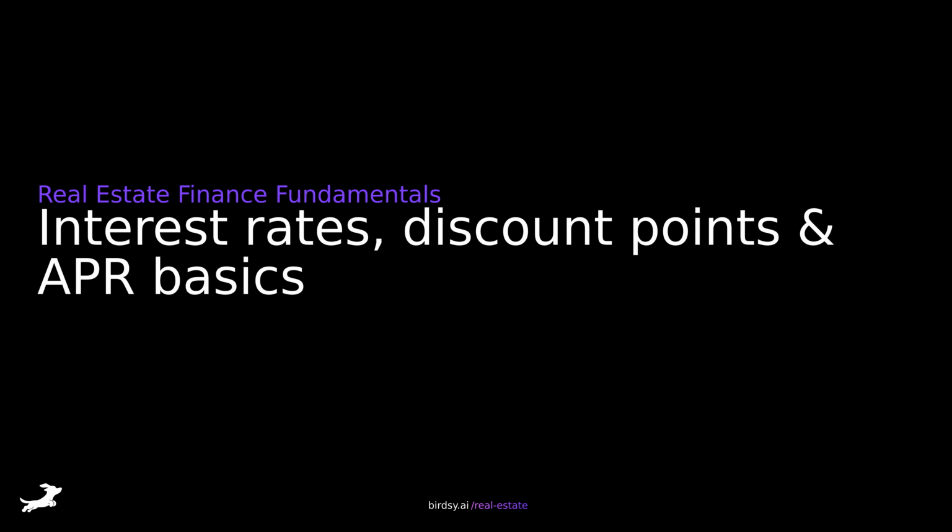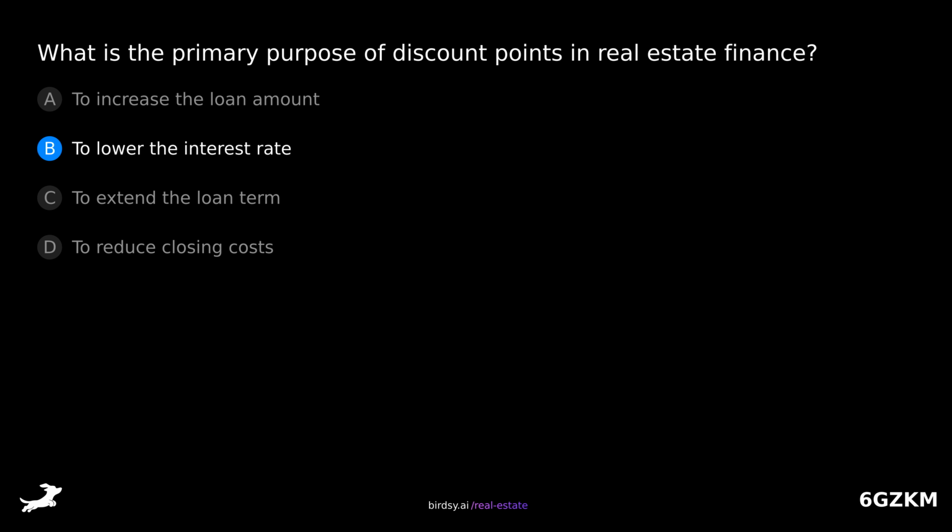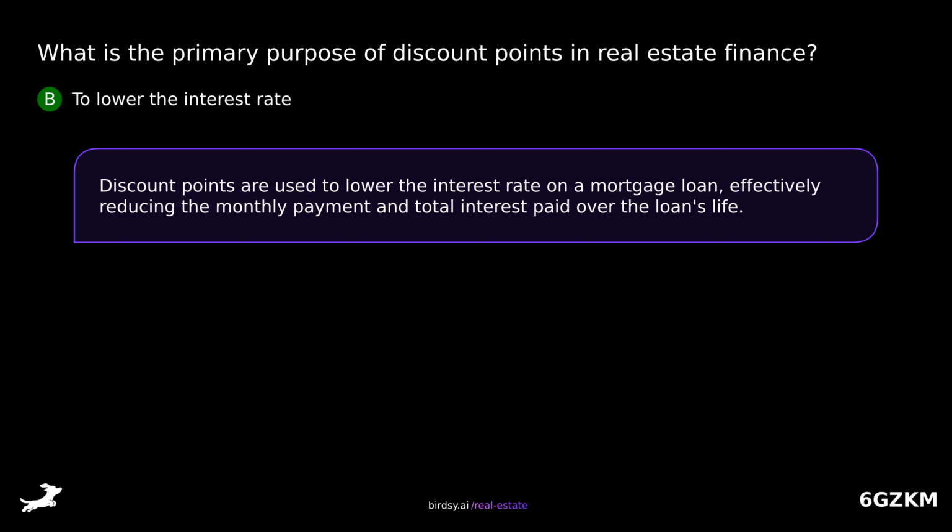Interest rates, discount points, and APR basics. What is the primary purpose of discount points in real estate finance? B, to lower the interest rate, C, to extend the loan term, or D, to reduce closing costs? The correct answer is B, to lower the interest rate. Discount points are used to lower the interest rate on a mortgage loan, effectively reducing the monthly payment and total interest paid over the loan's life.